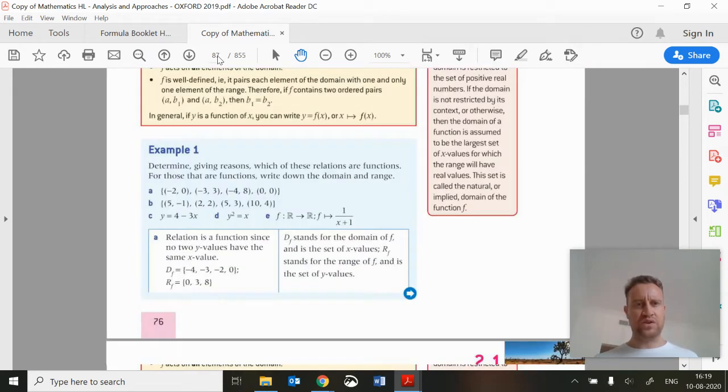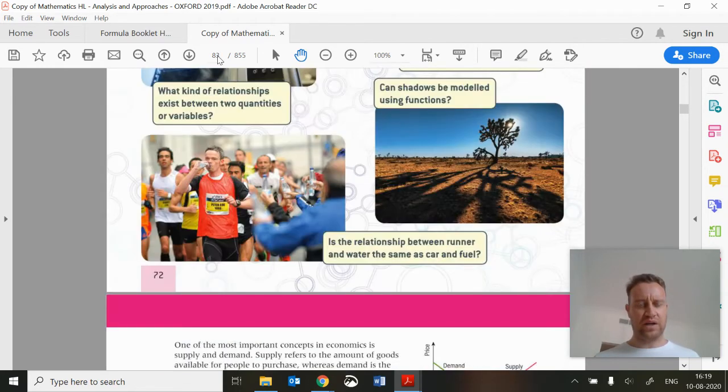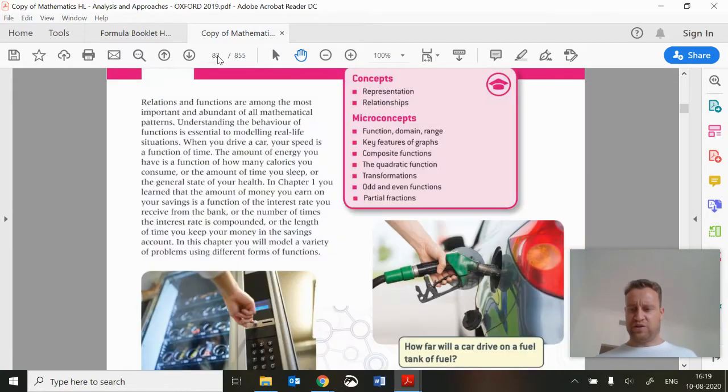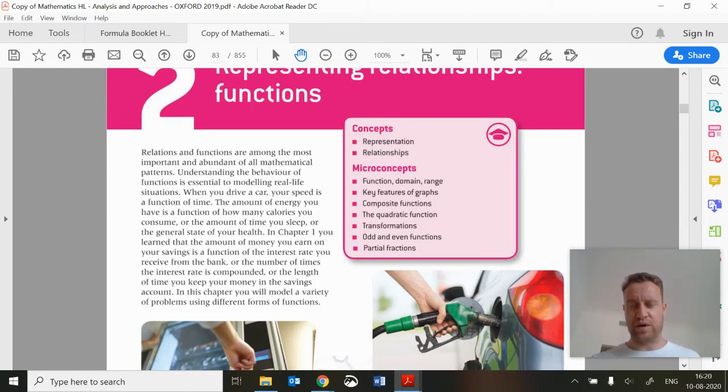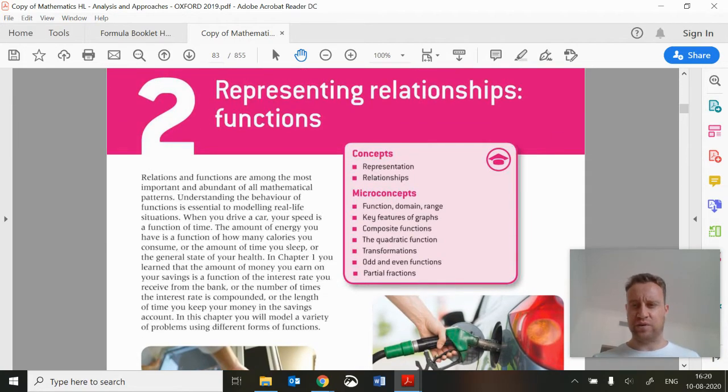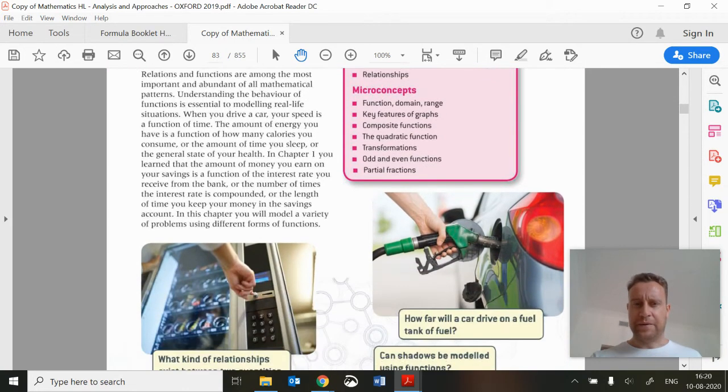Okay, so Unit 2 is about functions. There we go. Representing relationships and functions, and you can see some of the micro concepts that they're talking about there. Some of these things you'll be familiar with from before: functions, domain, range, composite functions, quadratic functions, transformations, odd and even functions, and partial fractions is being put in at the end there as well, which wasn't in the previous HL course. So that's interesting.